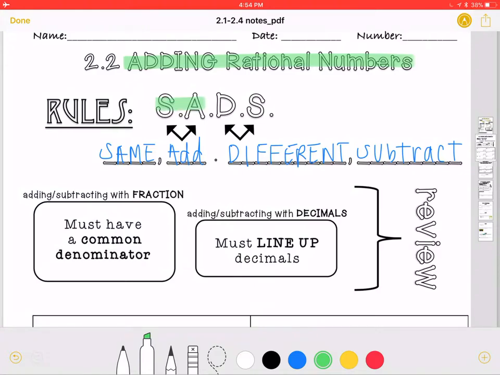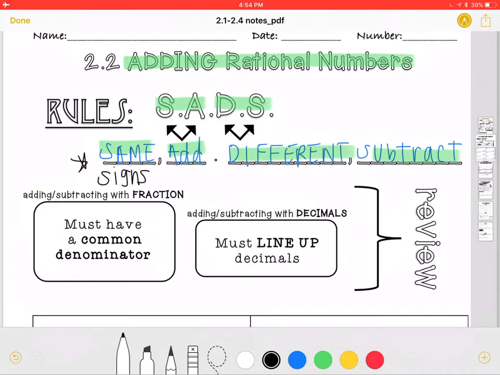Remember, if they have the same signs, we're going to add. And if they have different signs, we're going to subtract. So take a second. I have this filled in already. Fill that in. Same, we add. Different, we subtract. And we're talking about the signs. Same signs, we add. Different signs, we subtract. If you need to make a note of that, do so.